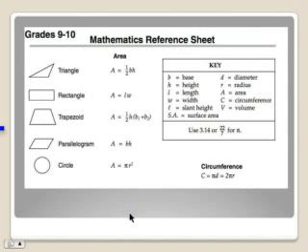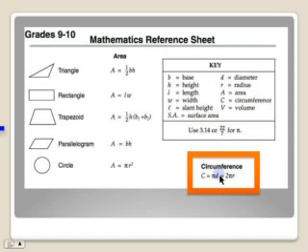Okay, so we're talking circles, the perimeter of an area dealing with circles. The distance around a circle is called the circumference. So we're going to use this formula from your reference sheet. The circumference is pi times diameter, the diameter being the distance across the circle.